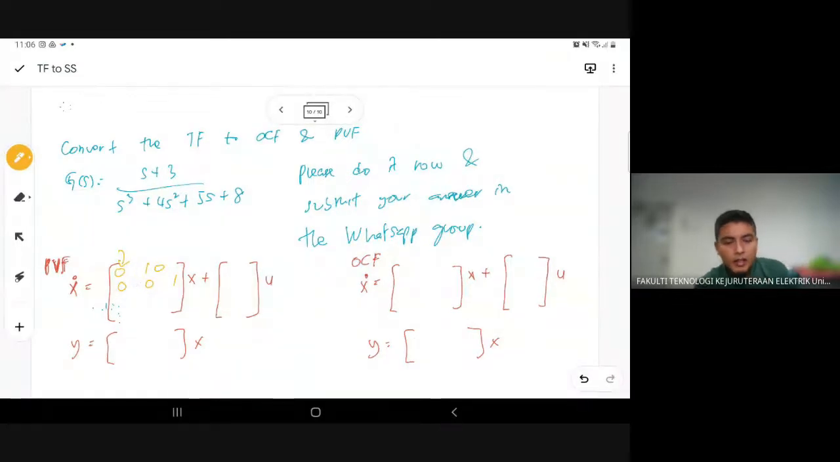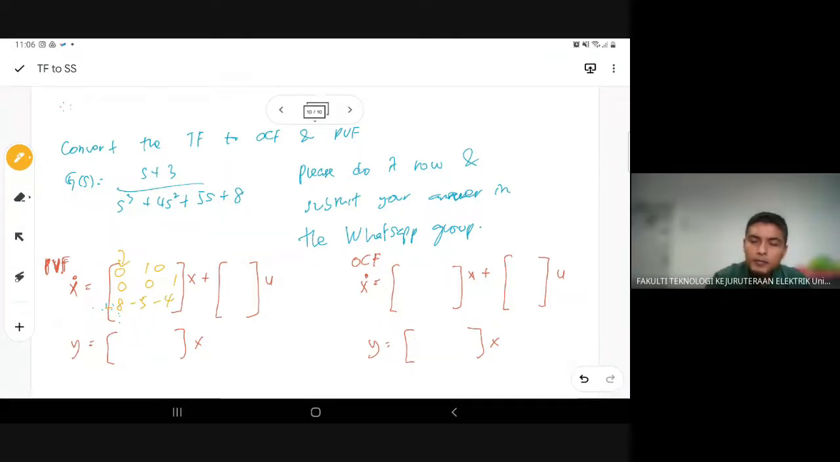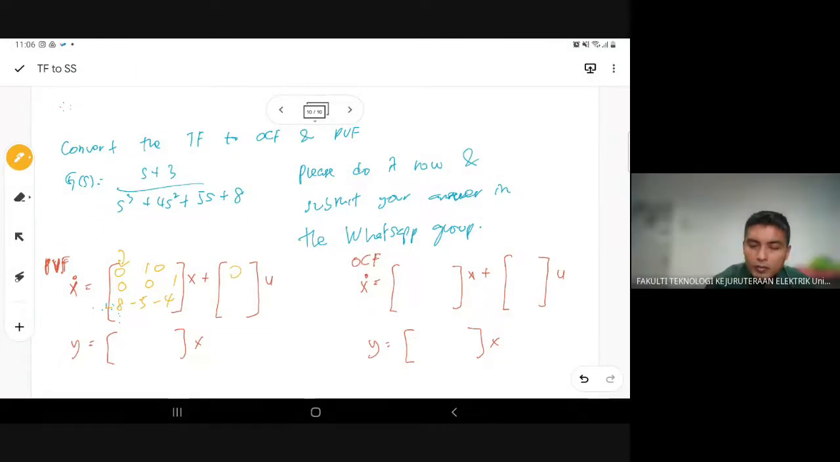And then after that will be -8, -5, -4. Okay, so for the B matrix will be just answer straight: 0, 0, 1. Okay. And then for the C matrix, sorry.